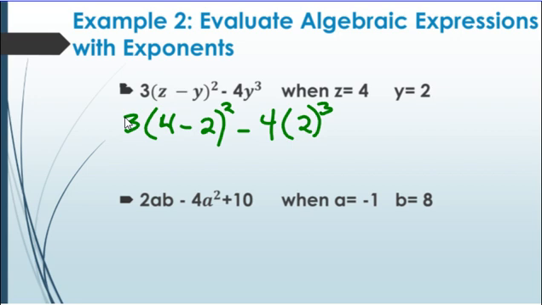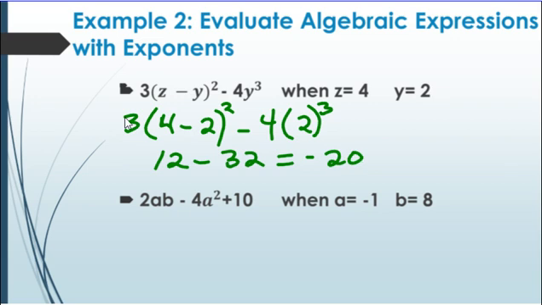So in here, I have to do 4 minus 2 first. 2 squared is 4. 4 times 3 is 12. Minus 2 cubed is 8. 8 times 4 is 32. Now I can take 12 minus 32. 12 minus 32 would be negative 20.